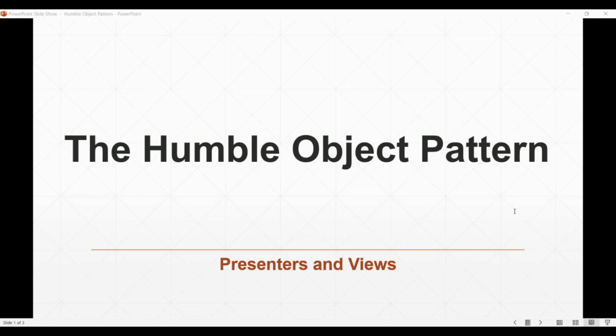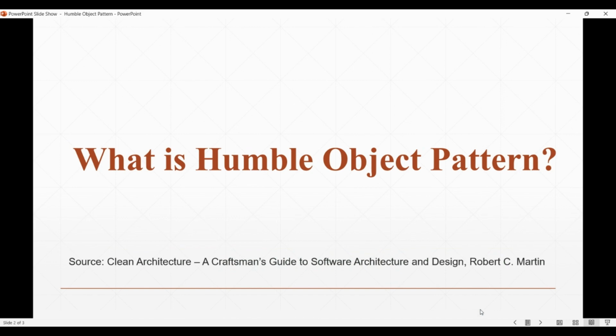The humble object pattern is a design pattern in software engineering that helps to separate the parts of a system that are difficult to test from those that are easier to test. It was originally identified as a way to help unit testers to separate the behaviors that are hard to test from behaviors that are easy to test. So, the idea behind this pattern is very simple.